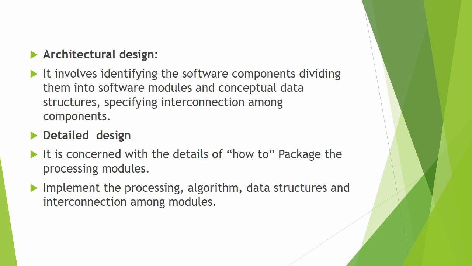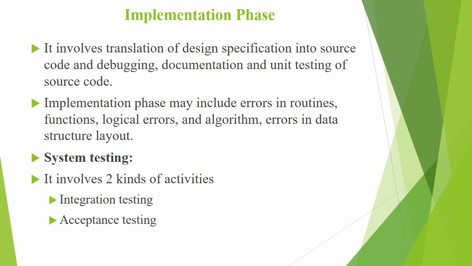Architectural design involves identifying the software components, dividing them into software modules and conceptual data structures, and specifying interconnections among components. Detailed design is concerned with the details of how to package the processing modules, implement the processing algorithms, data structures and interconnections among modules. In the phased lifecycle model, the next phase is the implementation phase.